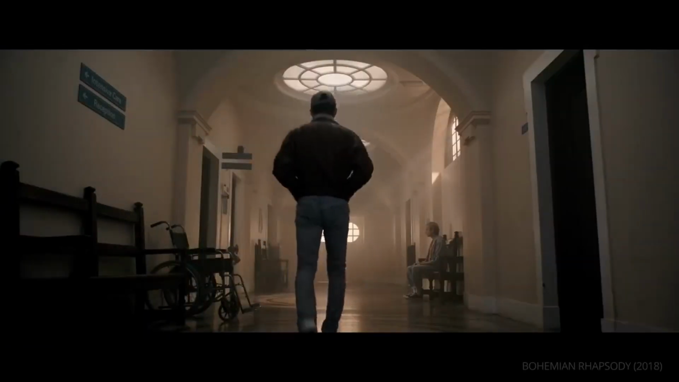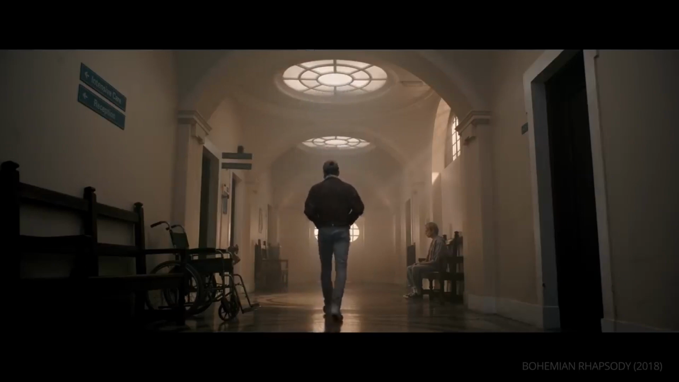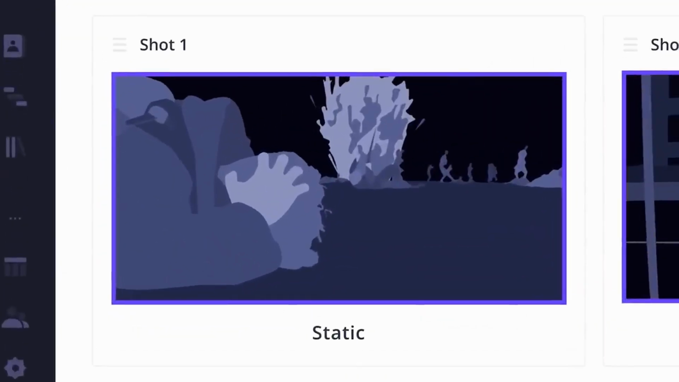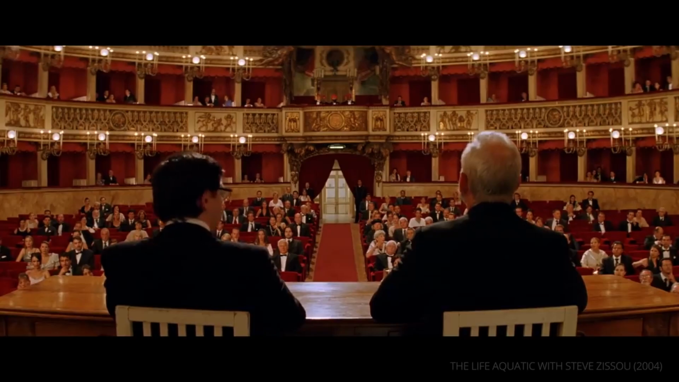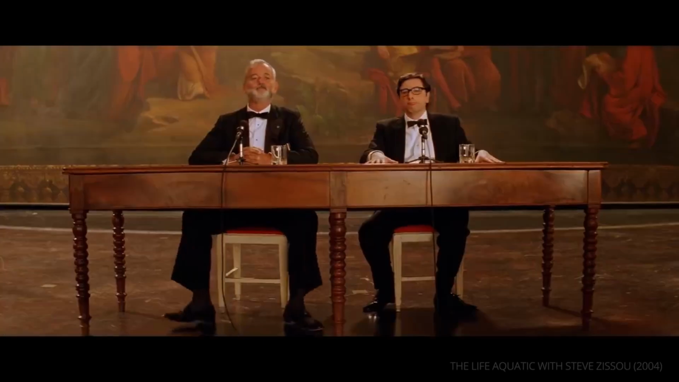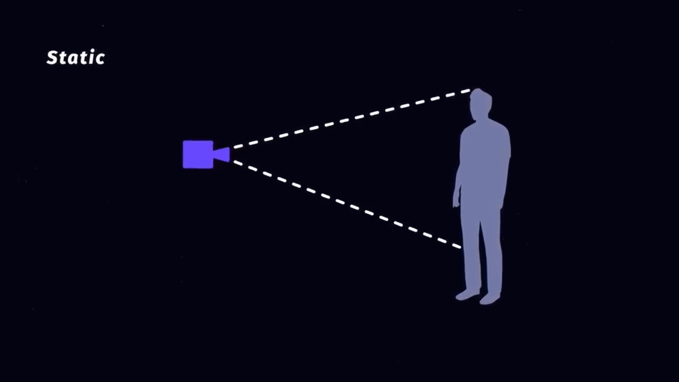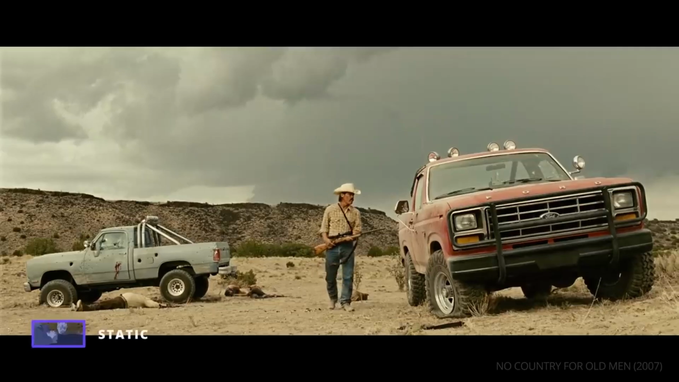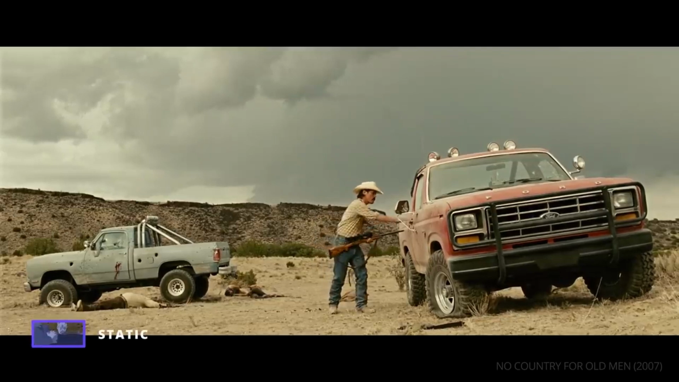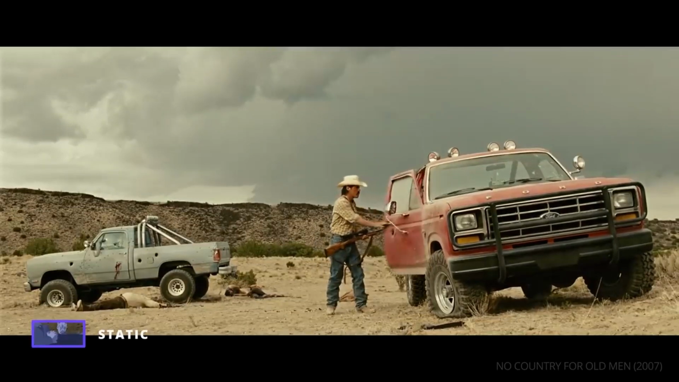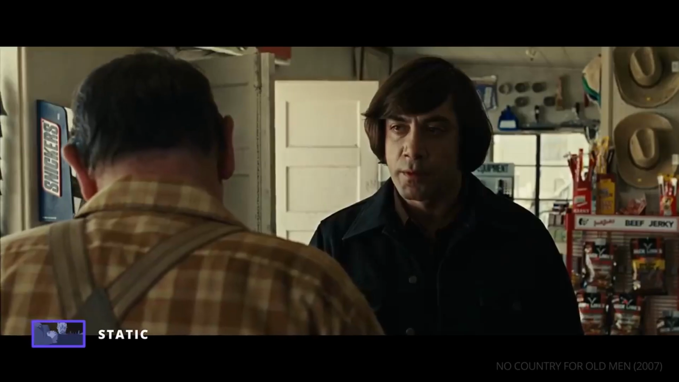Let's begin with the shot that has no camera movement at all. This is the static shot. Static shots are commonly captured by locking the camera to a tripod in a fixed position. The result is a shot with zero camera movement. This is great for dialogue.